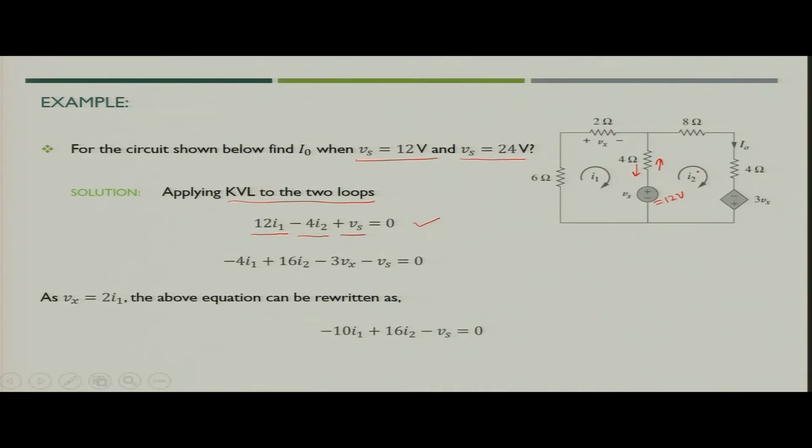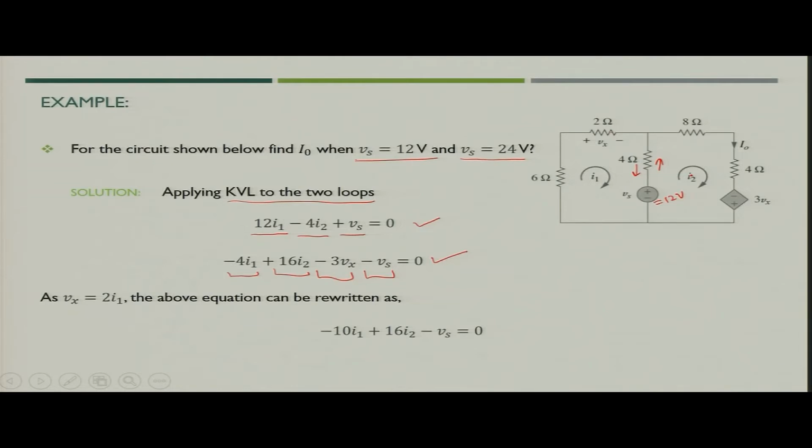From the second mesh, similarly you can get minus 4 I1, because I1 and I2 are in opposite direction, plus 16 I2, since total resistance in this particular mesh is 16 ohm. So plus 16 I2 minus 3 Vx, because it is going from minus to plus the current I2. So it will become minus 3 Vx, and similarly minus Vs, because it is flowing from minus to plus. So you can simply write the equation for the second mesh also.